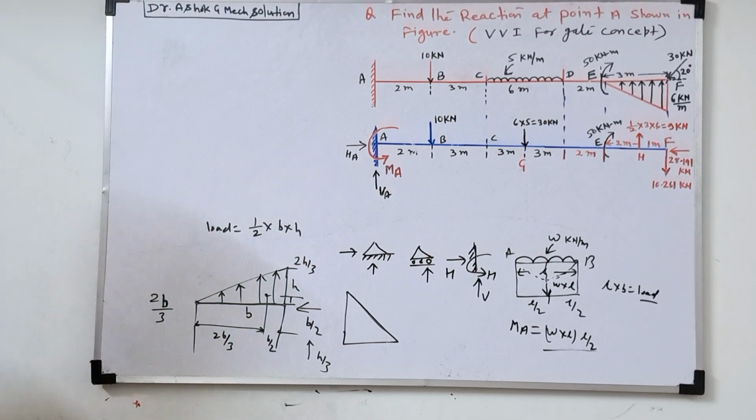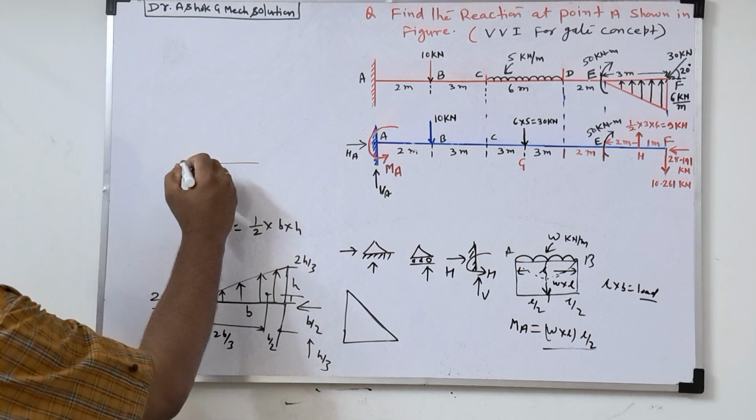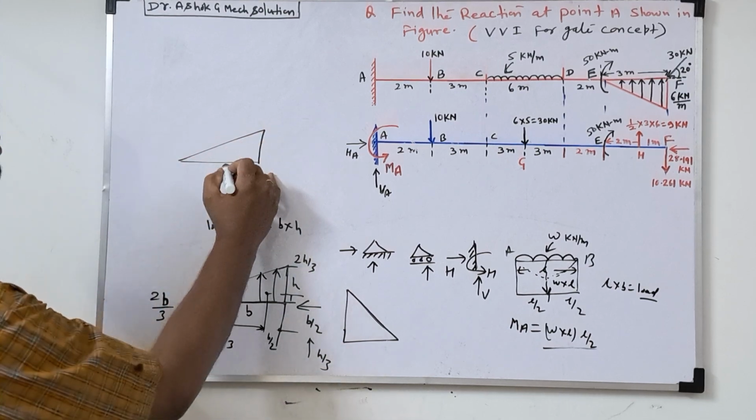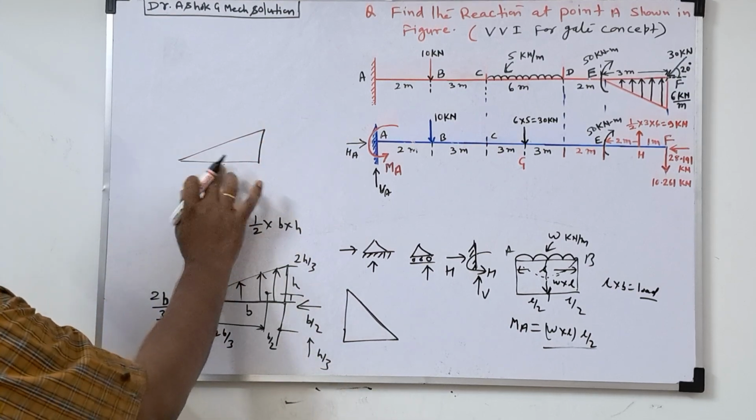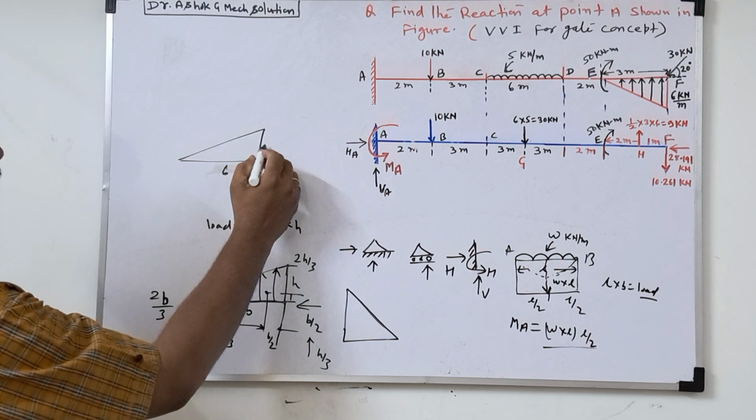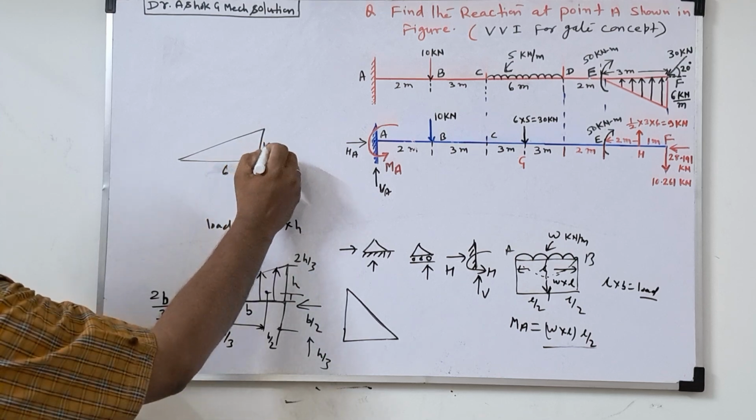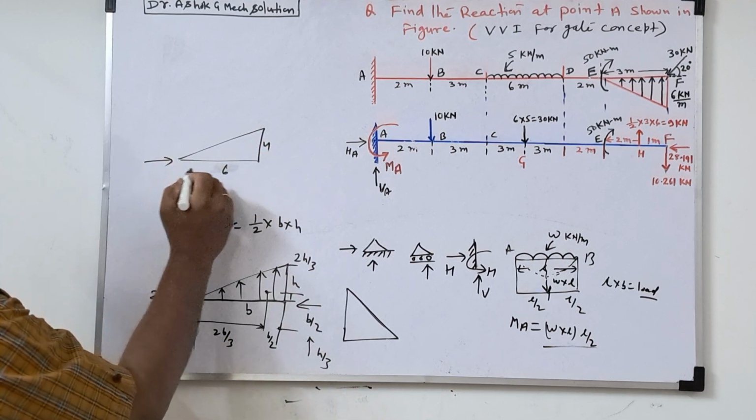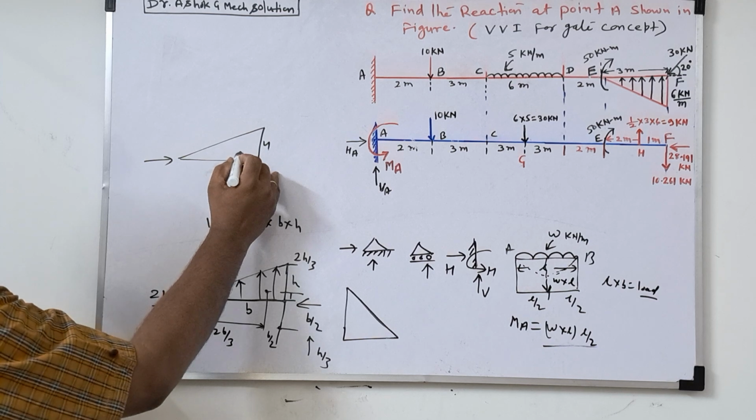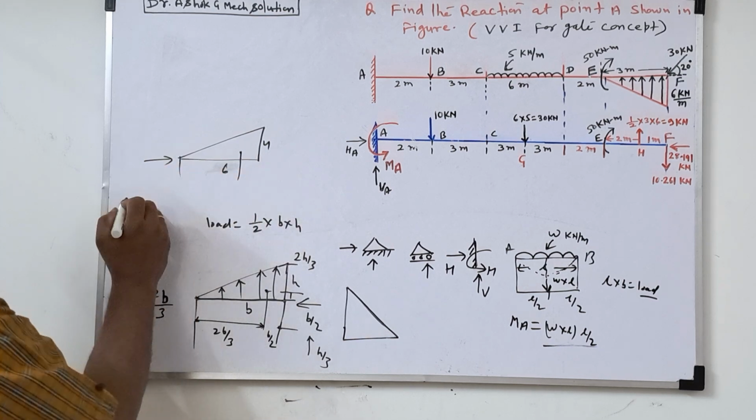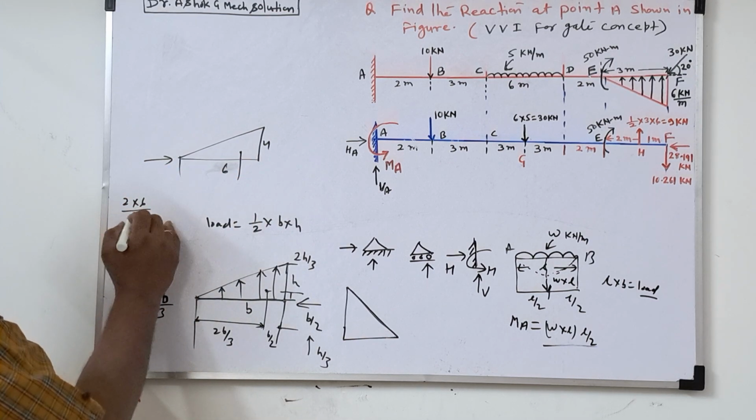How to remember? See, I'll give one example now. Suppose this is 6 meters, so the calculation is for 6 meters. This is 4. Suppose we are going this way, somewhere here it will be, so this distance will come. So substitute here 2 into 6 by 3.